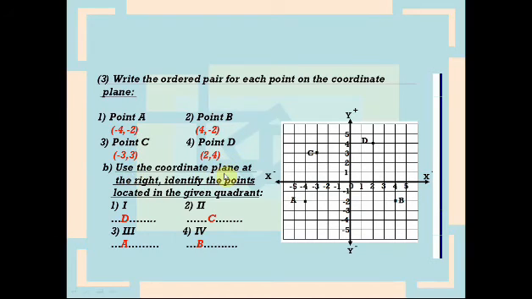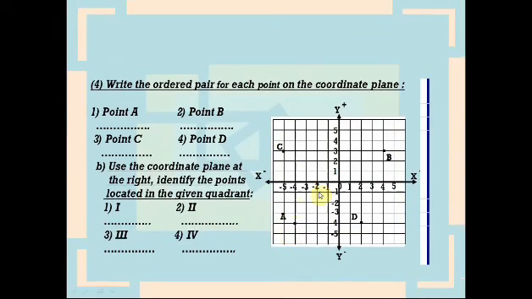Now, use the coordinate plane at the right. Identify the points located in the given quadrant. In quadrant 1, we have point D. In quadrant 2, we have point C. In quadrant 3, we have point A. In quadrant 4, we have point B.